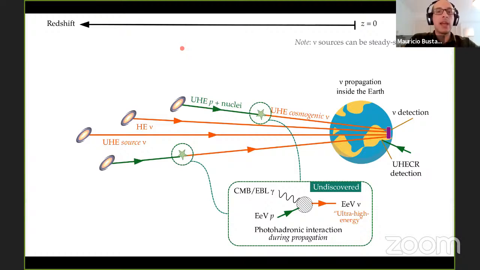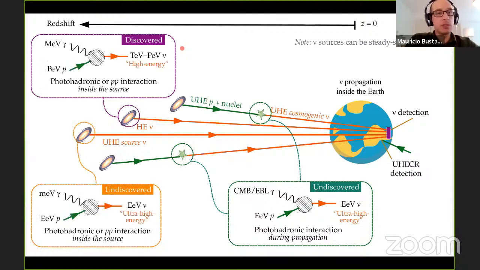So we have three different fluxes of neutrinos. The only one we have seen so far are the TeV to PeV neutrinos coming from the sources, even though we don't know what the sources are. The ones that we're targeting in the next couple of decades are source neutrinos, but at 1,000 times higher energies, and cosmogenic neutrinos, roughly with the same energies, produced along the way by cosmic ray interactions with the CMB.